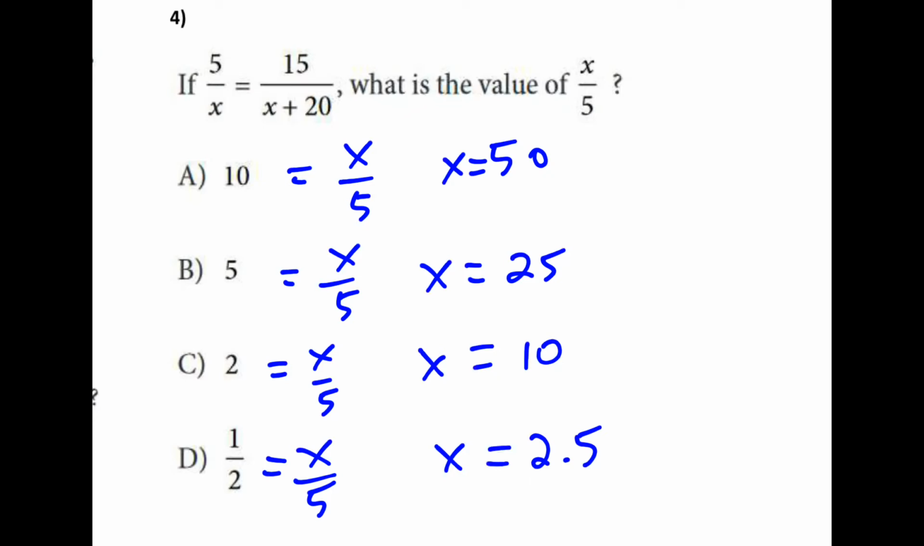You'll get the same answer, that if you plug in 10, 5 over 10 is equal to 15 over 30. None of the others will work.